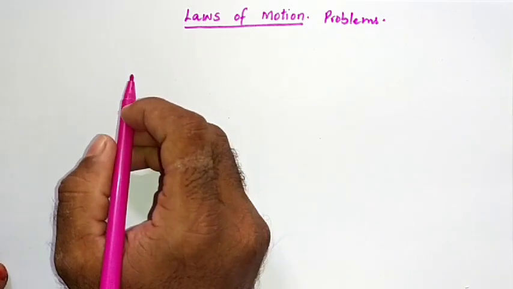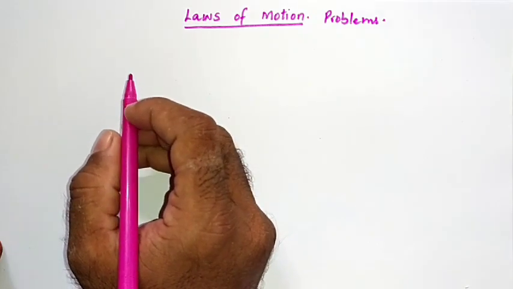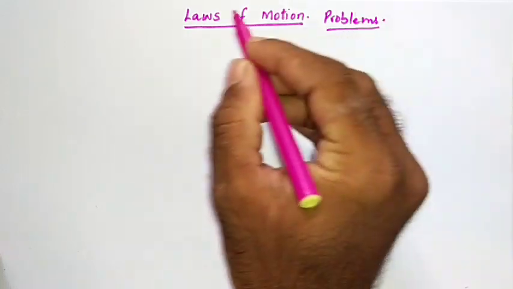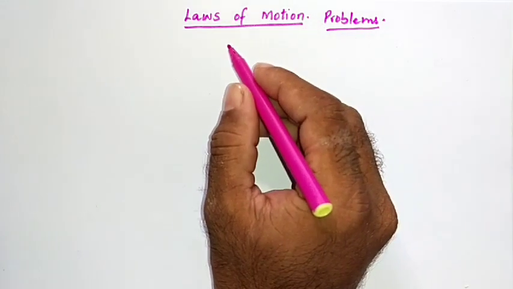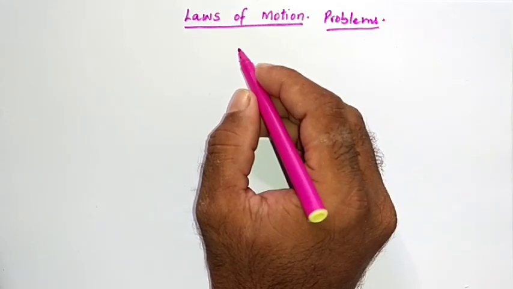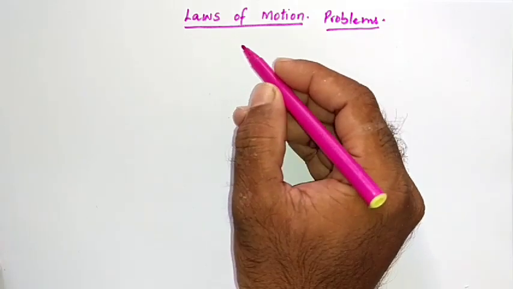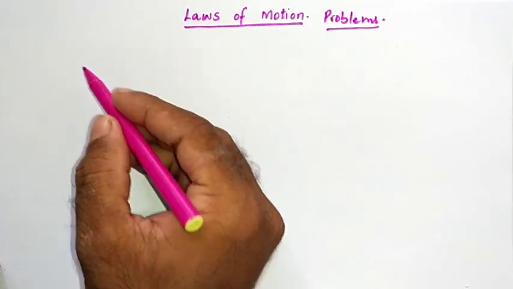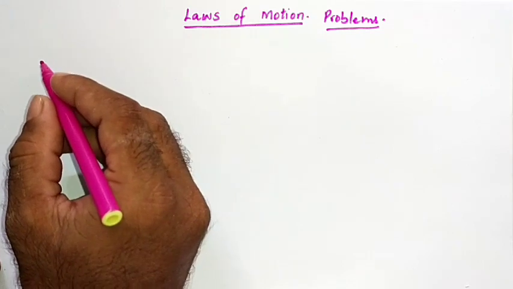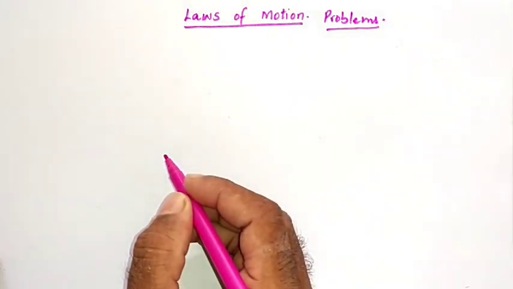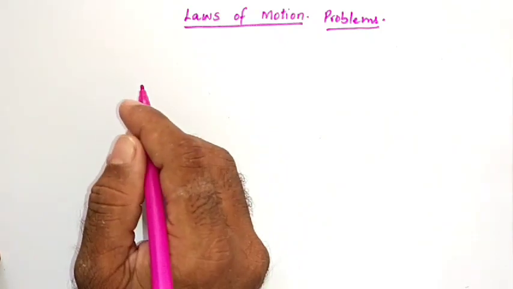Okay, so today we are going to discuss numericals or problems based on laws of motion. So far we discussed Newton's first law, second law, third law, momentum, impulse, right? So on this, let us discuss problems one by one. First we start with the easy problems and we increase the difficulty level, right? Yeah, see the first problem.